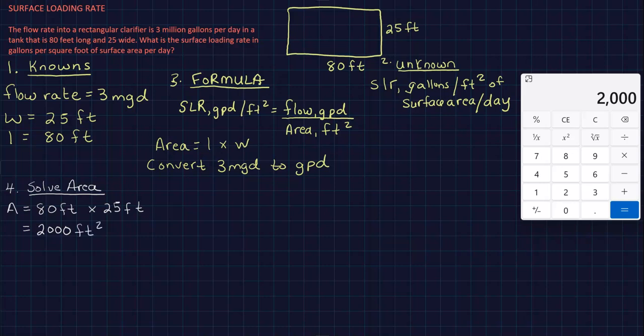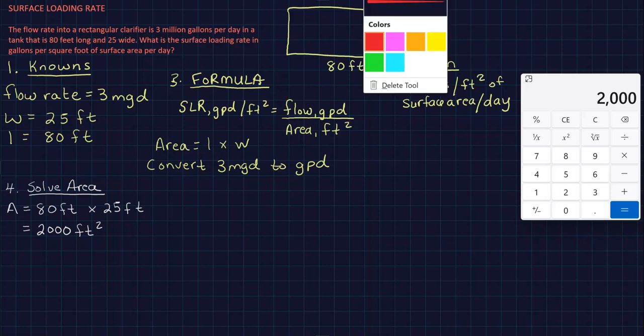And you'll also notice, to verify, that your SLR, surface loading rate formula, wants feet squared, which is what you have here. So now you've got that part, area. This is going to get plugged in here when we get there. So we still need the flow in GPD.